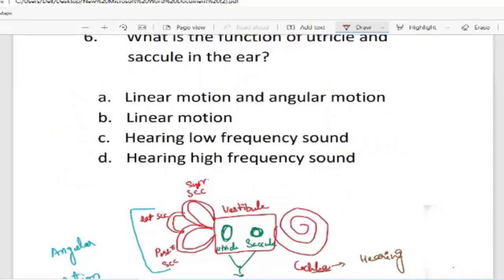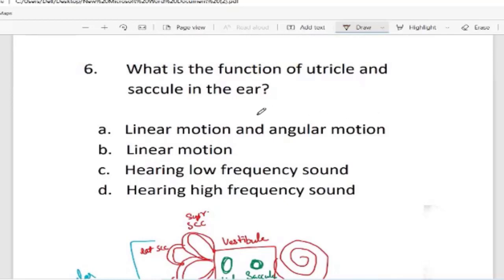So the examiner wants to ask, what is the function of the utricle and saccule in the ear? Clearly the correct answer is linear motion. Hearing low frequency or high frequency are both functions of the cochlea, so they are incorrect. Linear motion and angular motion, don't get confused. Angular motion is a function of the semicircular canals, not a function of the utricle and saccule.